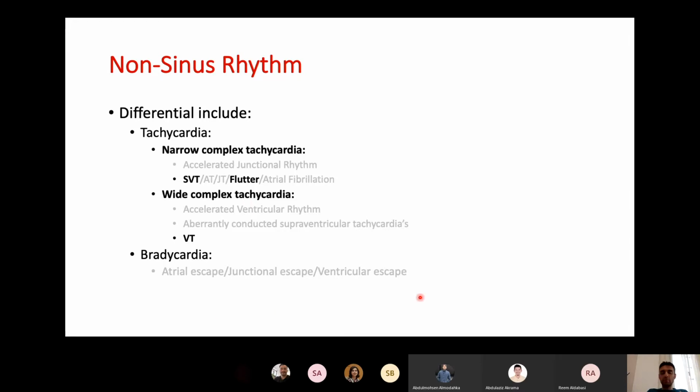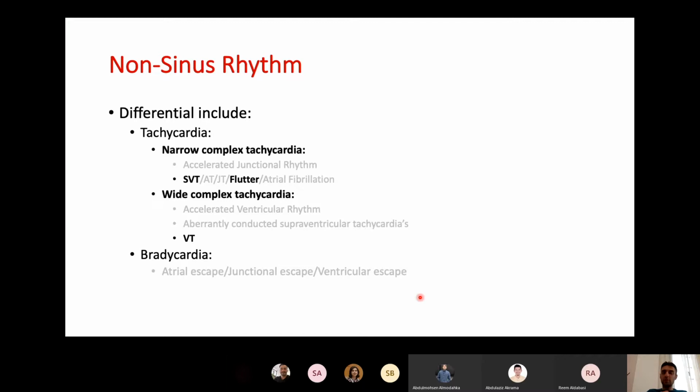Here this is a little bit more advanced, but things that you need to know: when you have something that is non-sinus, narrow complex tachycardia, you should always think of SVT or flutter, right? These are common narrow complex tachycardias. If you have wide complex tachycardia, you should think of VT, or aberrantly conducted SVTs, but this is a little bit advanced. And if you have a non-sinus bradycardia, there are escape rhythms that usually happen, such as an atrial escape rhythm, junctional escape rhythm, and ventricular escape rhythm.